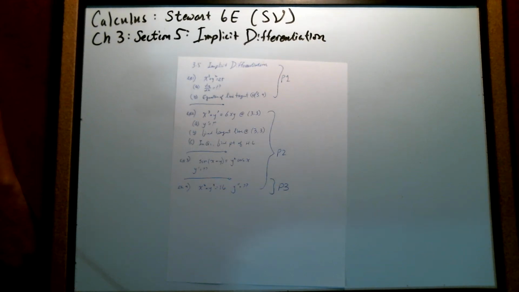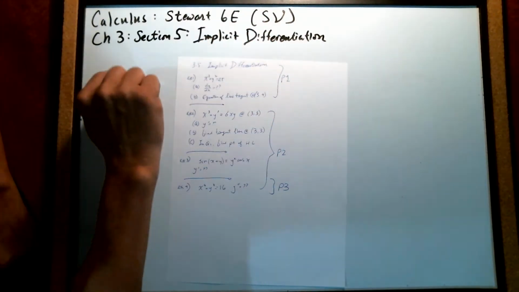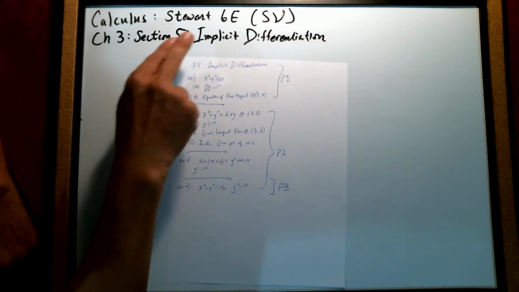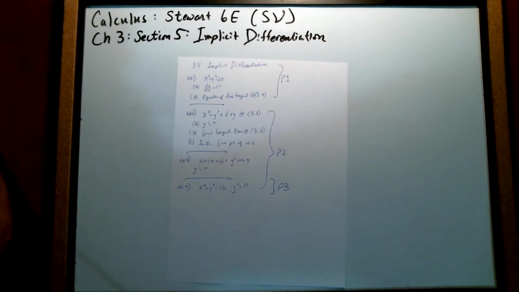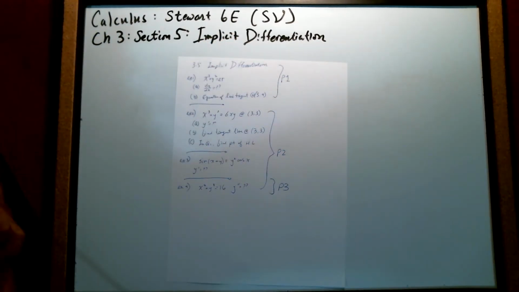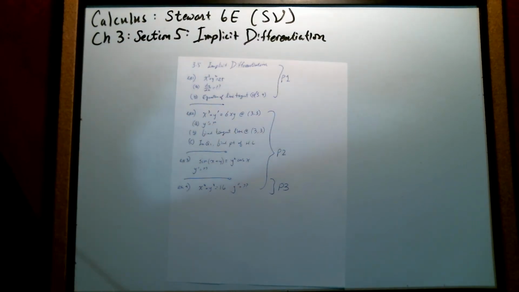Hi, this is the first series of vlogs that I will be doing regarding Stewart, Calculus, 6E, Single Variable, Chapter 3. I'm going to start on Section 5 first, which is called Implicit Differentiation. So this is probably one of the harder sections, and then once we get to this, we'll do related rates next, okay?